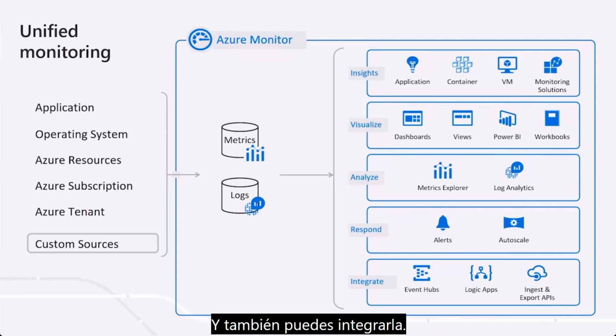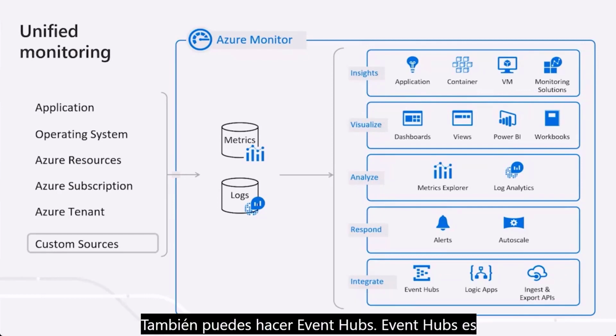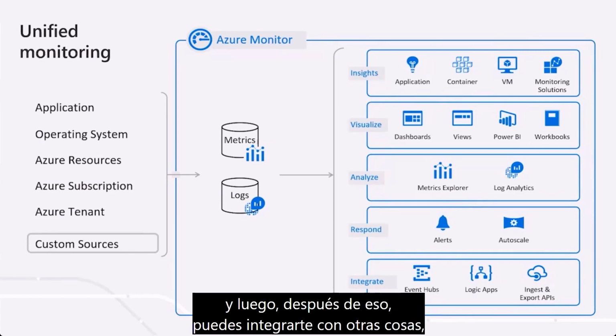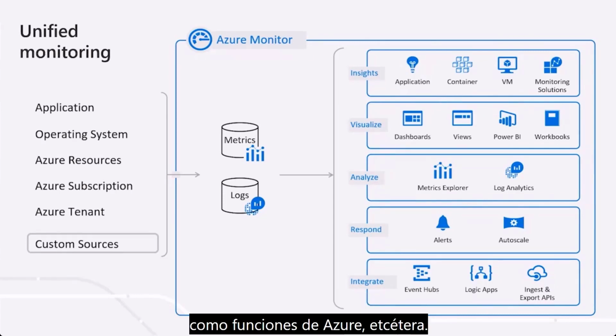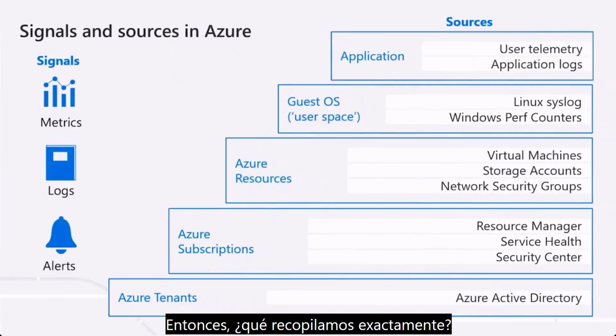And then you can also integrate. We will talk about Logic Apps for complex integration. You can also use Event Hubs. Event Hubs is basically an event collecting system if you want. And then after that, you can integrate with other things like Azure Functions, etc. Or you can also simply export that to different tools using our API. So using a third-party tool, for example, you can always ask our APIs for data and have this data exported in various formats.